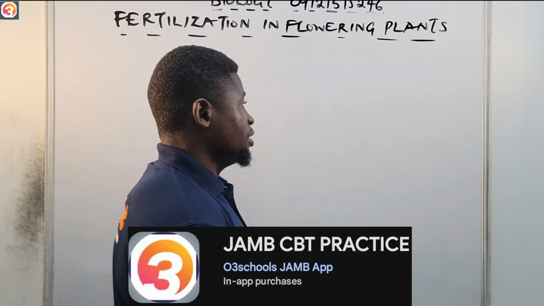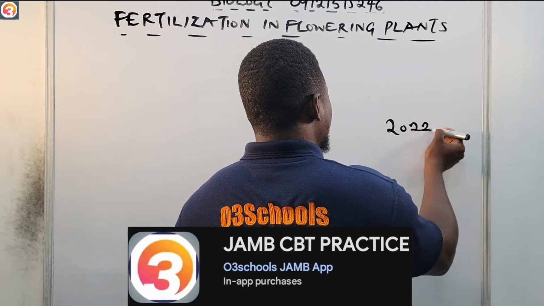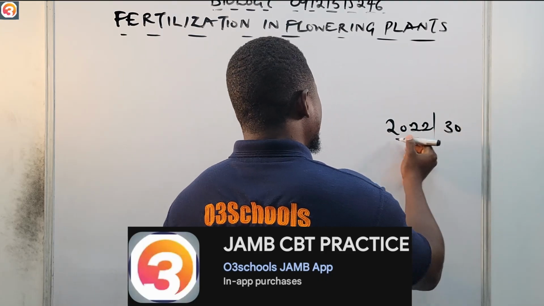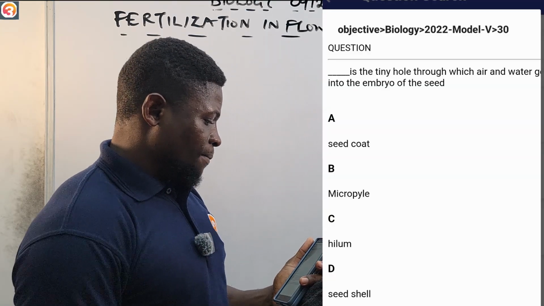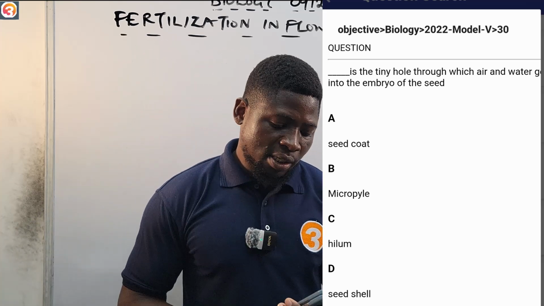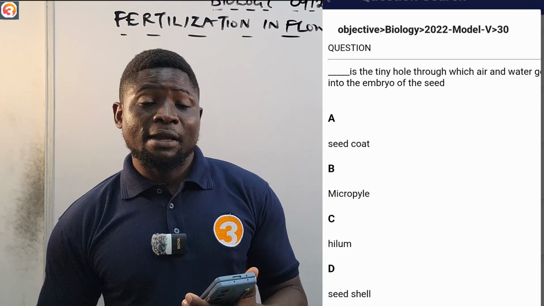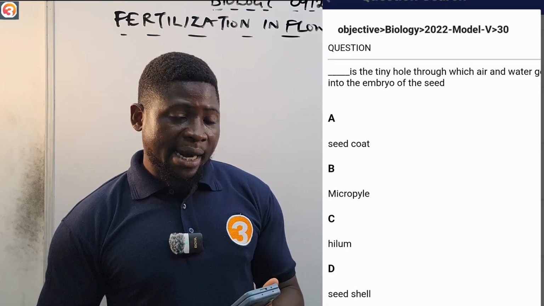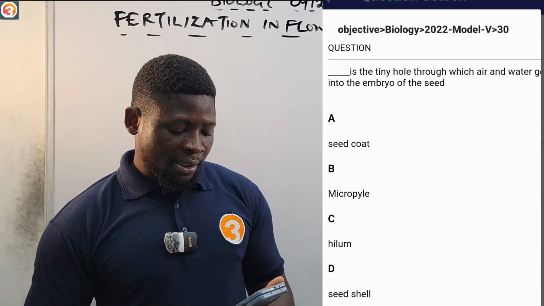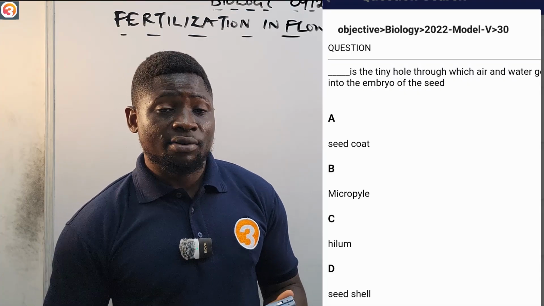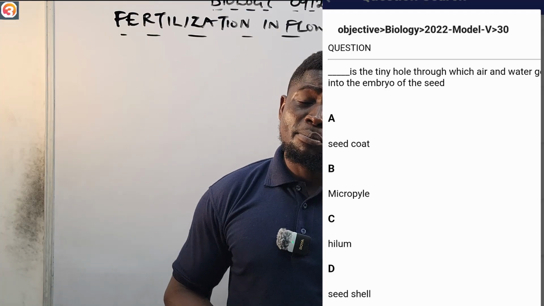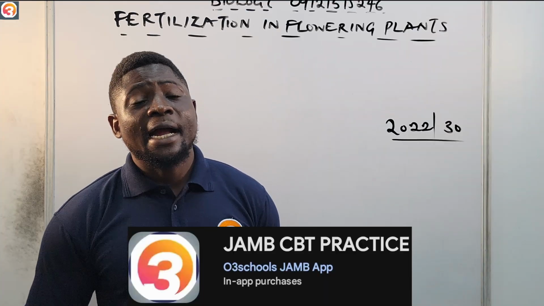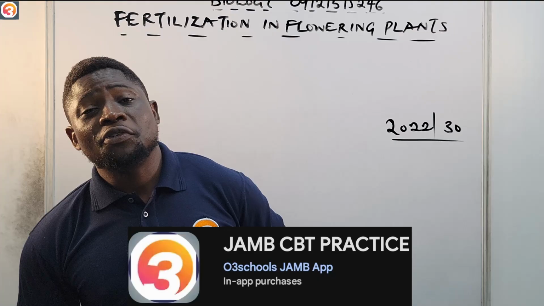We'll talk about the app in a moment, but let us see a past question from the JAMB app. This is a 2022 question, number 30. It says here that dash is the tiny hole through which air and water goes into the embryo of the seed. A says a seed coat, B says the micropyle, C says the hilum, D says the seed shell rather. All right, so we'll come back to this question and many more at the end of the class.